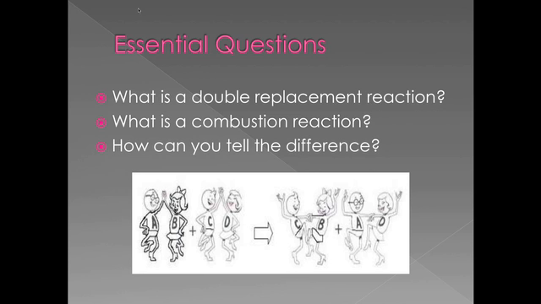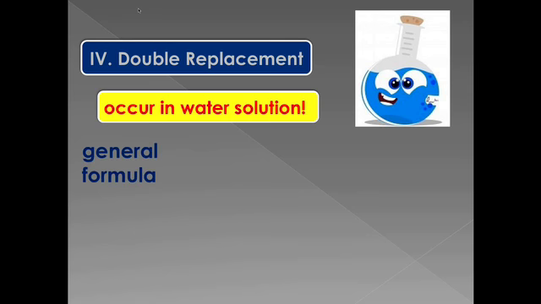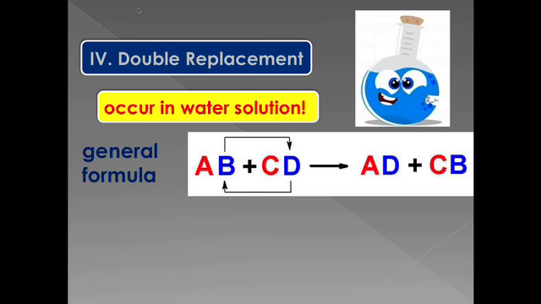So, double replacement reactions usually occur in a water solution. The general formula is, if you have A and B together and C and D together, then they're going to trade partners. They still need to have a positive and a negative. So if A is positive and C is positive, on the right side A is going to go with D, and C would go with B.